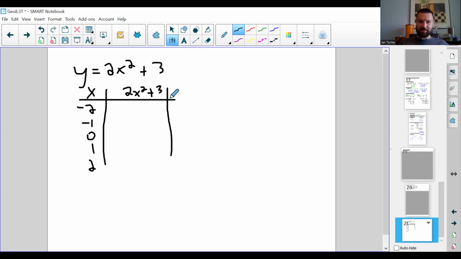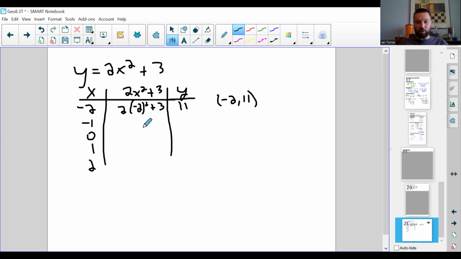What we're plugging in is x, that's our input, and our output is the y. So we input the x, we get the output, the y, we put them together, we get a coordinate point. So I'll just show you one. We do 2 times, plug in your x, -2 squared, plus 3. So you just plug it in. -2 squared is 4. 4 times 2 is 8. Plus 3 is 11. So our first point there is -2, 11. Okay, so this guy's going up quickly.